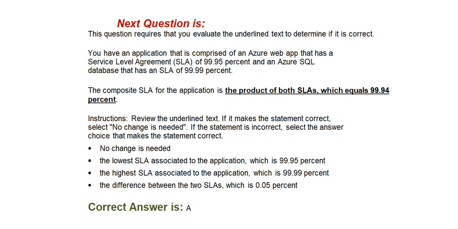Instructions: review the underlined text. If it makes the statement correct, select no change is needed. If the statement is incorrect, select the answer choice that makes the statement correct. Options are option A, no change is needed. Option B, the lowest SLA associated to the application, which is 99.95%. Option C, the highest SLA associated to the application, which is 99.99%. Option D, the difference between the two SLAs, which is 0.05%. Correct answer is option A, no change is needed.